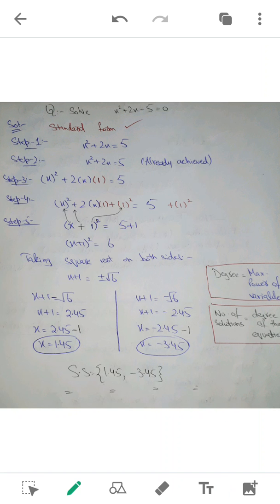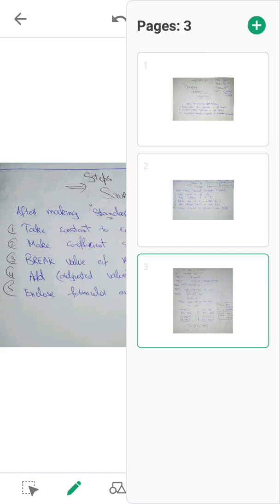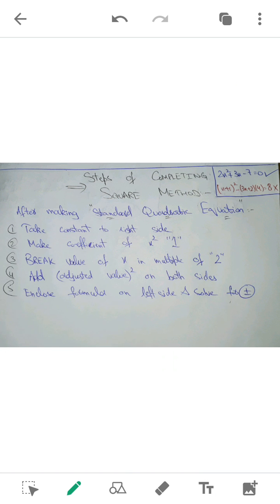Now there are 5 steps. I have written the steps here just for your ease, and we will keep seeing what is actually happening in these steps. Now the first step, if you see in slide number 2, is that I have taken the constant to the right side. What is this? Actually, after achieving the standard form, not before that. For example, this form, you're not going to do this. But after achieving the standard form, the first step should be to take the constant to the right side.